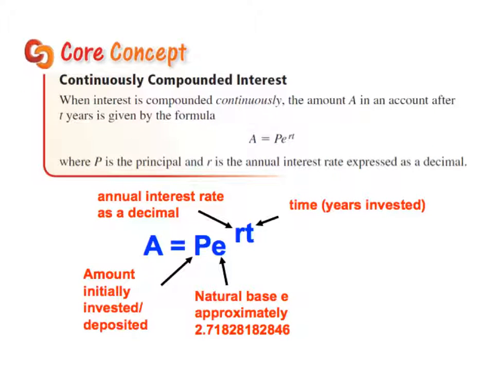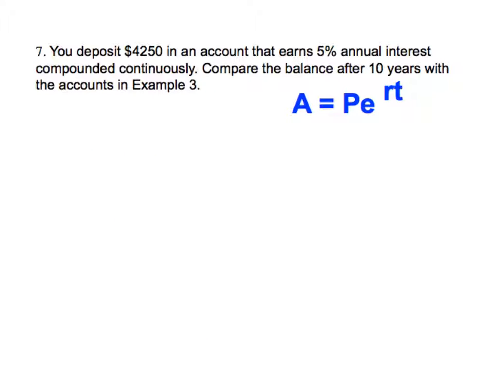One of the ways that you can use the natural base e is when you are compounding interest continuously. This is a little bit different than what we did before when we compounded interest daily, monthly, quarterly, weekly, things like that. So we have a formula where the amount you end up with is A, P is the principal amount you initially invested, e is your natural base e, r is your rate as a decimal, and t is your time in years.